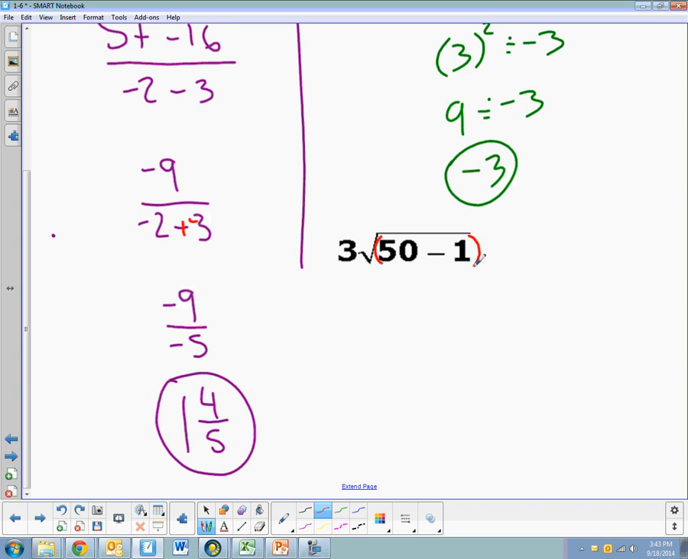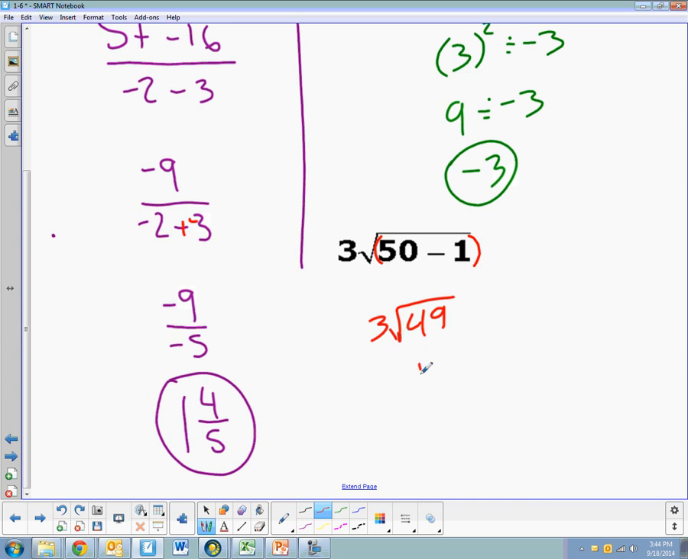Well, square root of 50, I have no idea what that is. And really, we can't take the square root of 50 minus 1 yet because we haven't done those parentheses. 50 minus 1 in those parentheses first is 49. That looks a little bit better. I can take the square root of 49. So if you have more than one number underneath the radical sign, we need to subtract first. So I take the square root of 49.